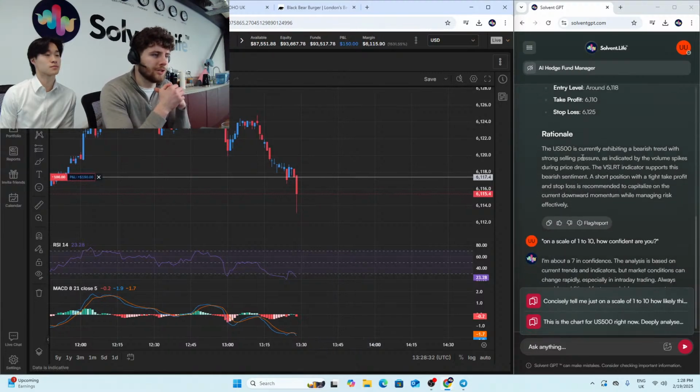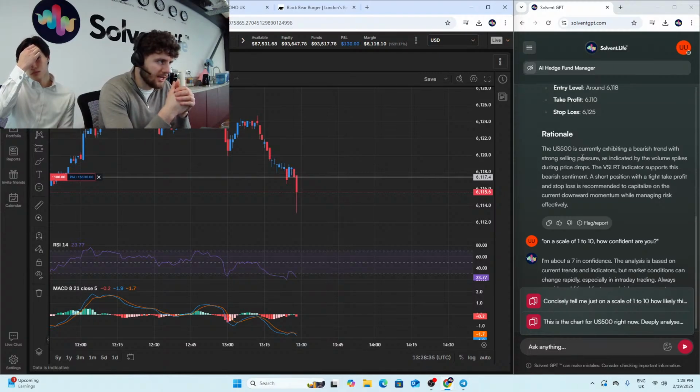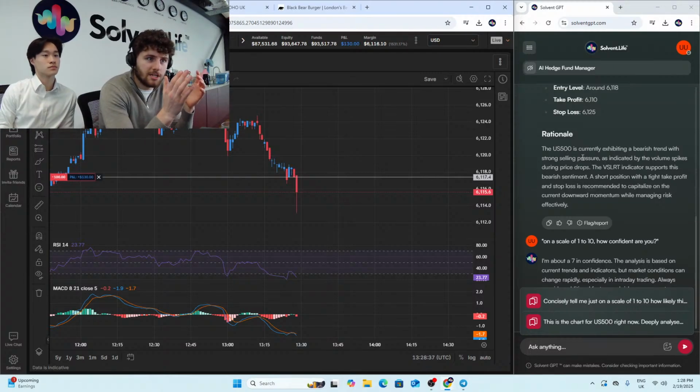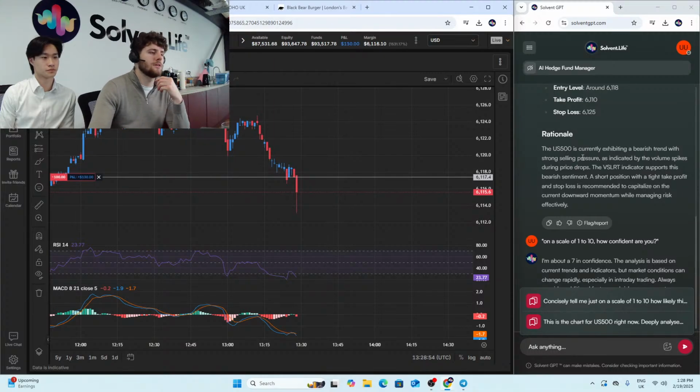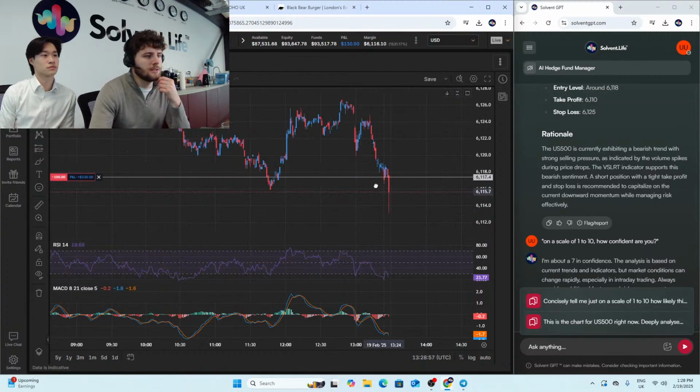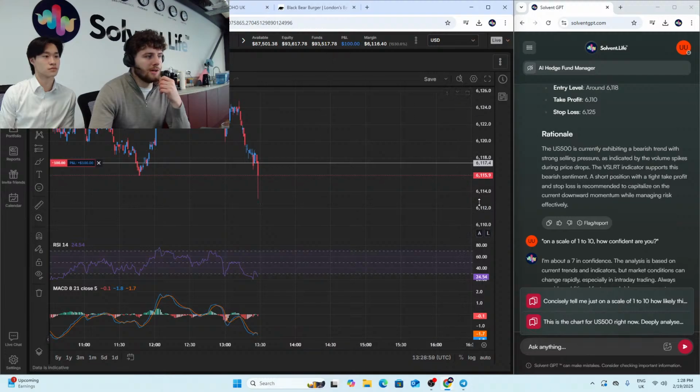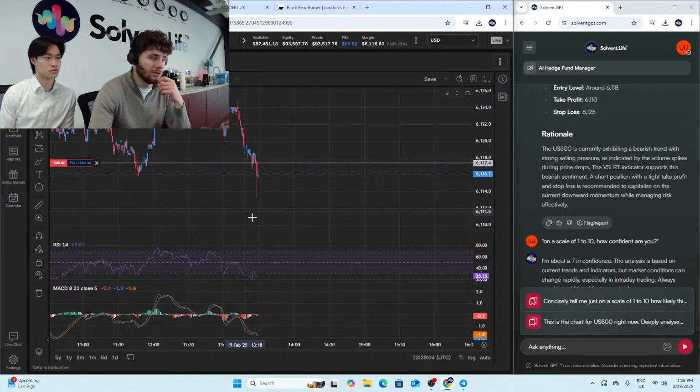Now, the rationale for this trade and the reason that the software has chosen this for us: the US 500 is currently exhibiting a bearish trend with strong selling pressure. The indicators are supporting this bearish sentiment, and a short position with a tight take profit and stop loss would mitigate risk while capitalizing on the current downward trend. Fantastic. So around $200 in profit. We're currently $80 in profit. At one point we were $200.